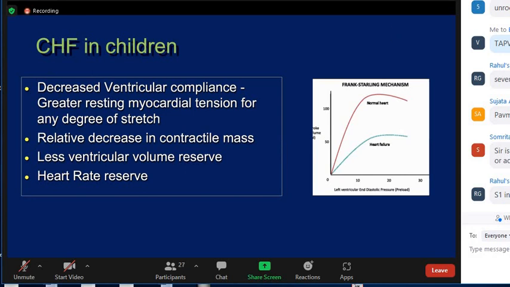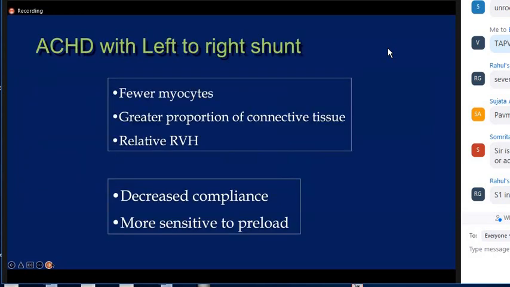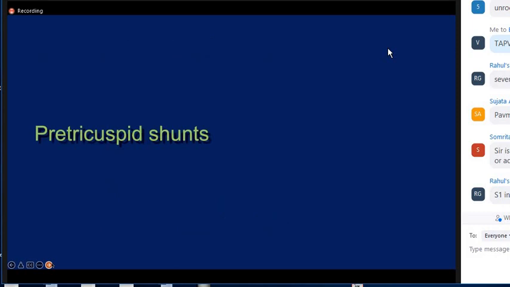So reduced ventricular compliance, the degree of stretch of the sarcomere, relatively low contractile mass, less ventricular end-diastolic reserve and heart rate reserve, these are all contributing to heart failure in children in any left to right shunt. So as I told you, fewer myocytes, a greater proportion of connective tissue, and the relative RVH. In case of pretricuspid left to right shunt, heart failure is extremely rare. I'm going to tell you in the next slide and come back.